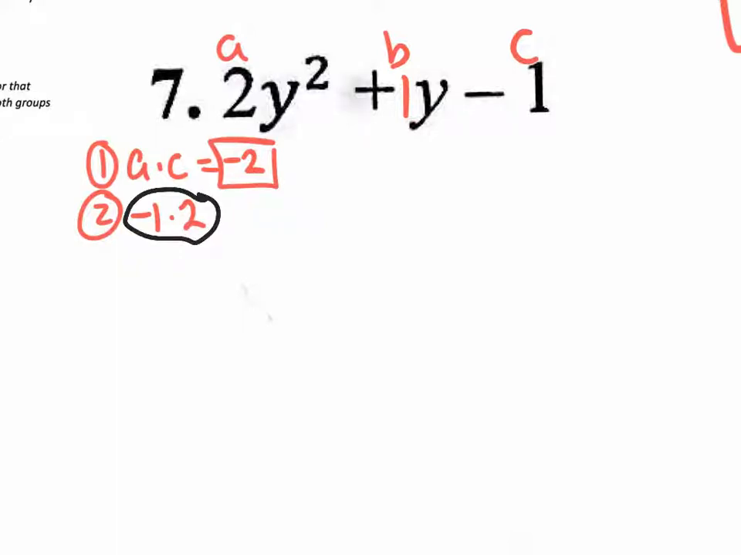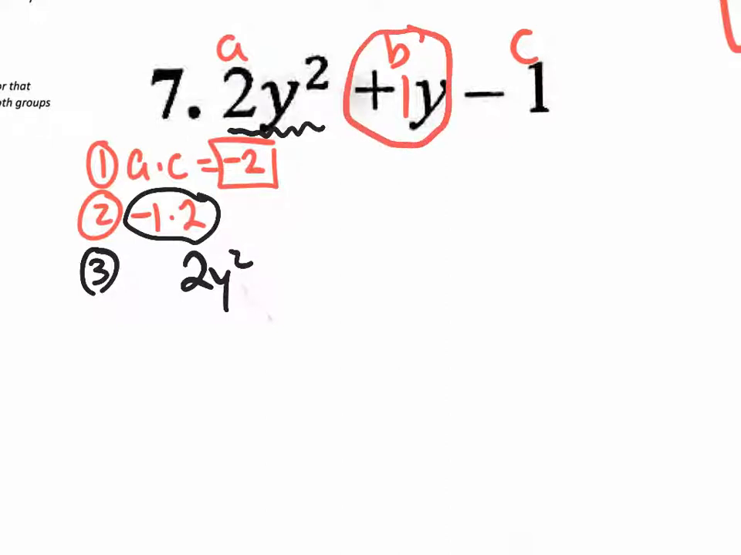That easy. Step 3 is to rewrite your entire trinomial, but as a polynomial. So this 2y squared, I'm going to write it, 2y squared. And then the b value, instead of positive 1y, I'm going to rewrite it as negative 1y plus 2y. And the c value at the very end is negative 1. So there it is. So once again, step 3, the trick is to change your b value to these two terms, by using the two numbers from step 2.